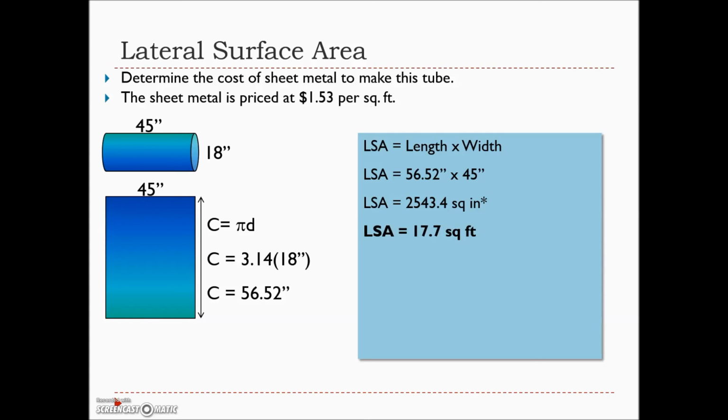To do that, we need a conversion factor, and you should find on your conversion table there are 144 square inches per 1 square foot. If you take the lateral surface area in square inches and divide it by 144, the result is 17.7 square feet. Now we're ready for the final calculation to answer the question. To determine the cost, we'll take our area times the cost per square foot, resulting in $27.08.